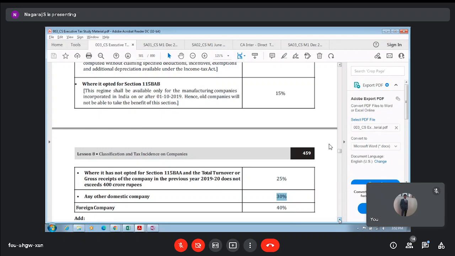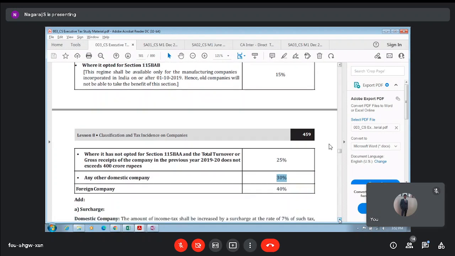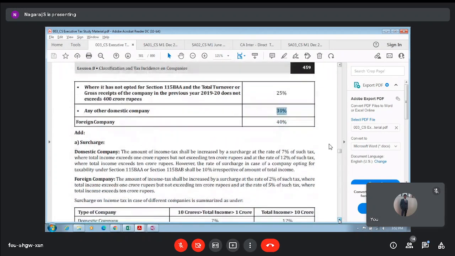What is the surcharge for a domestic company? For a domestic company, it is 7% up to 1 crore. If the total income exceeds 1 crore, it is 12%. For a foreign company it is 2%. If the turnover exceeds the limit, it will be 5%. You need to remember all these things.